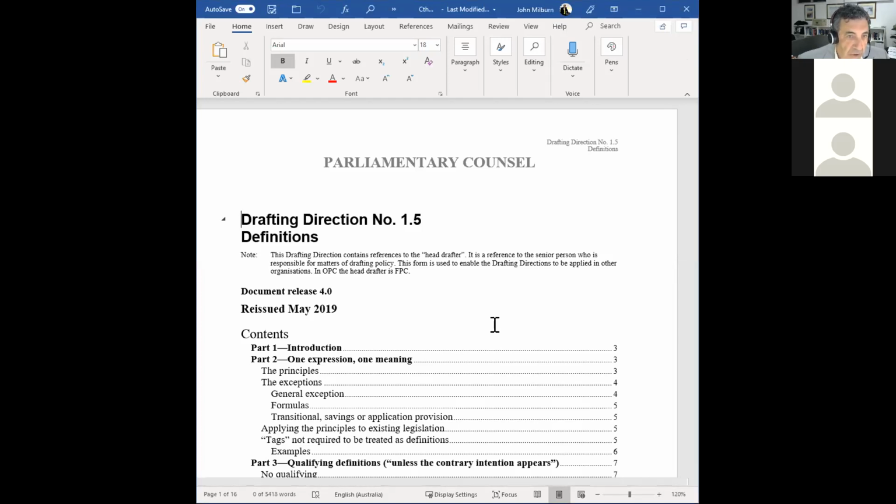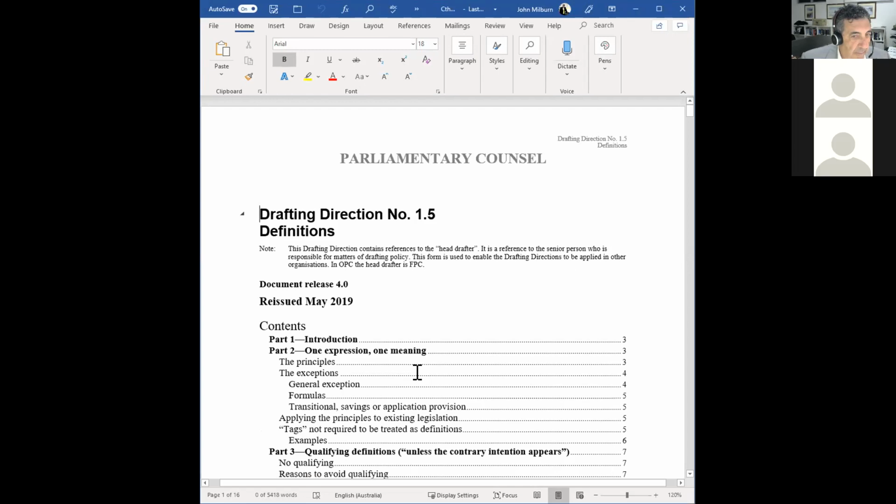Well, simply because legislation tends to be easier to read if the reader can find where a particular expression is defined. And this is really important: the reader can be confident that an expression has the same meaning throughout the legislation. So, what's the lesson for you when you're drafting definitions? As the drafter, there are a few things that you need to do.